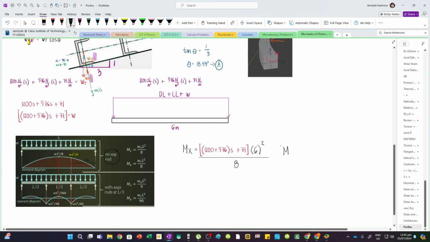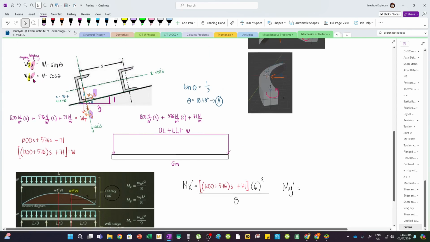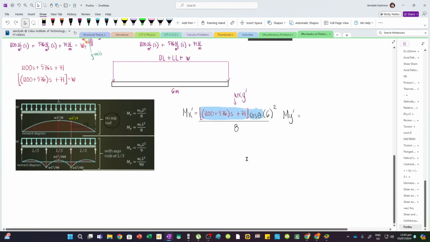Now about Y, by the way, this is about X prime and this is about Y prime. Now diba, what causes bending about X prime is WY. And so meron pang kulang to. We need to multiply cosine theta or sine theta to reorient the component. So this must be, since again, WY causes bending about the x-axis or x prime, then we have to use cosine theta. So cos theta, yan. Again, this is WXY prime.